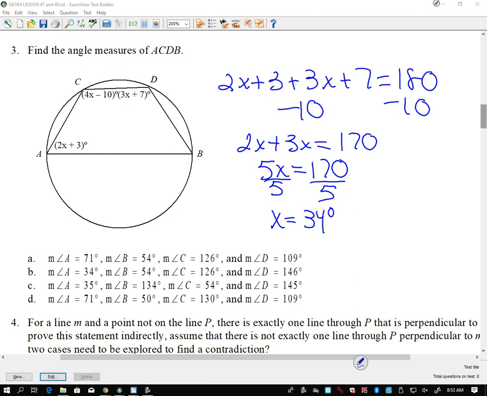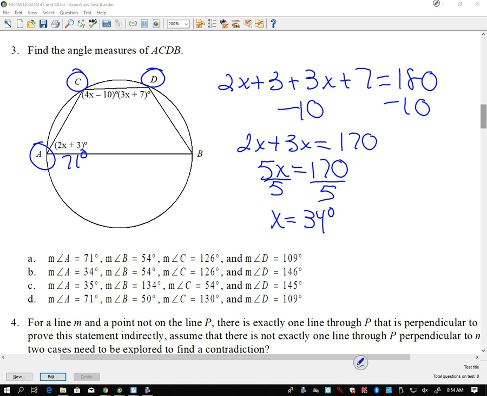Am I done? No, what do I actually have to do? Find D. It actually wants to know what every one of these angle measures are. So what do I have to do with X? Plug it in where? To everywhere. All right. So what's 2 times 34? 68. 68 plus 3. So 71 degrees.